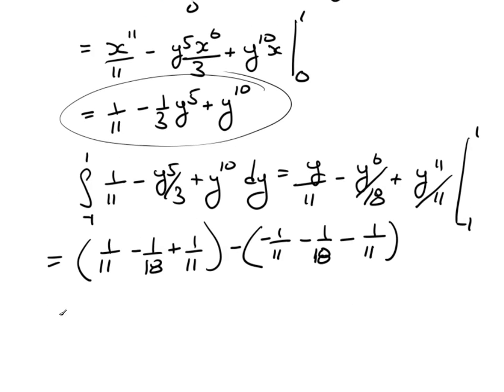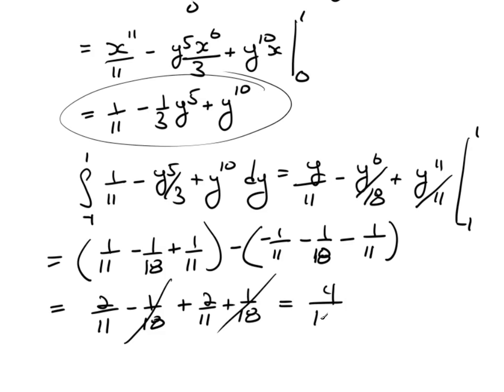Okay, now I should probably think about simplifying this a little bit. This is going to be 2 over 11 minus 1 over 18. And this is going to be a negative 2 over 11, but there's a double negative, so this is actually going to be plus 2 over 11. And this could be plus 1 over 18. So the 18ths cancel out, and I end up with 4 over 11 as my solution.